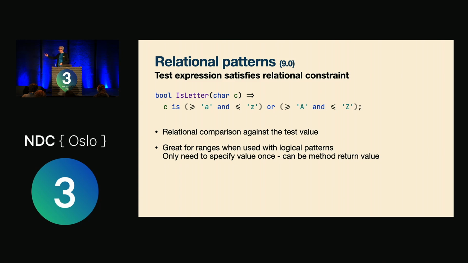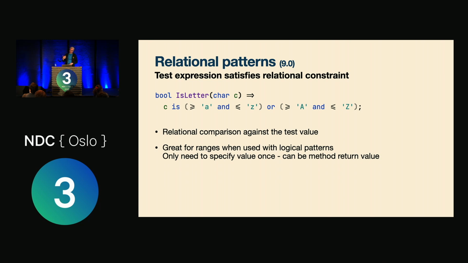It's checking against a char literal here to see whether it's going to be a character, a letter-based character rather than anything else. Obviously, don't use this in production code because there are more letters out there. And it's great for checking ranges and working with the logical patterns, the and, or and not, and so on.